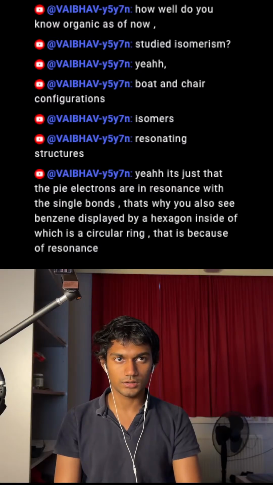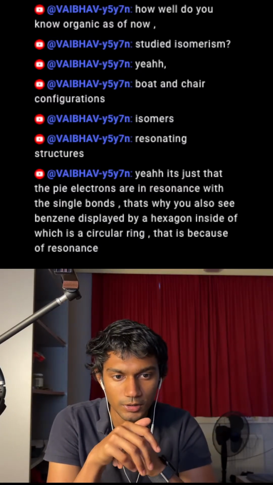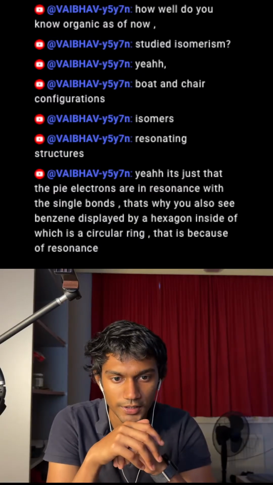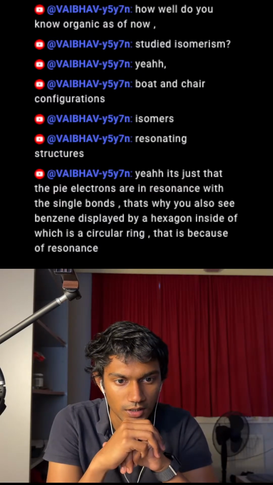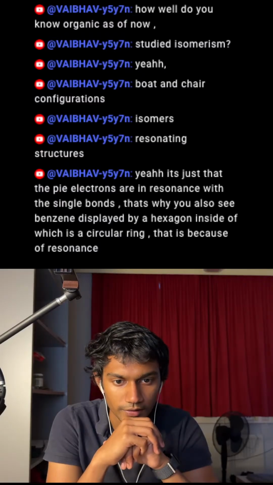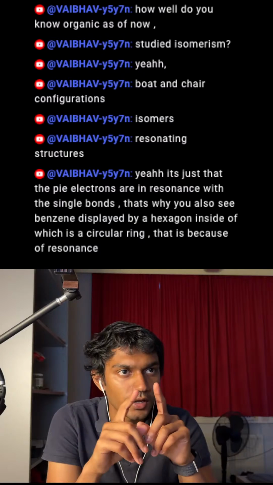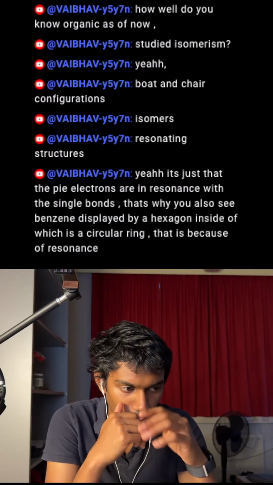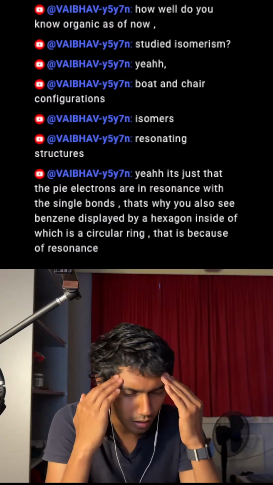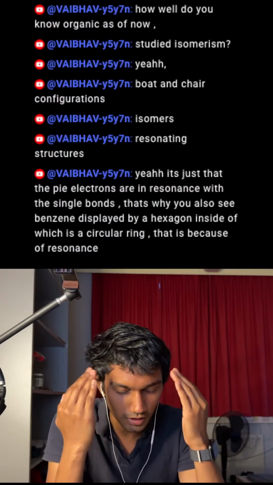It's just that the pi electrons are in resonance with the single bonds. That's why you see benzene displayed as a hexagon with a circular ring inside. That is because of resonance. And there's another name for interchanging double bonds. It was called something starting with C or something.